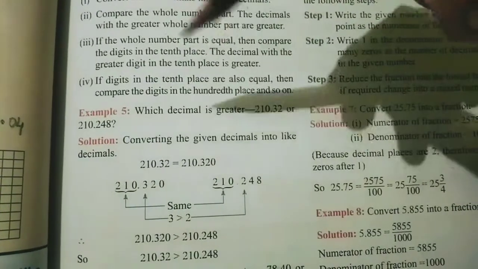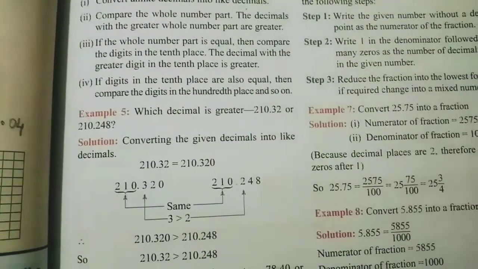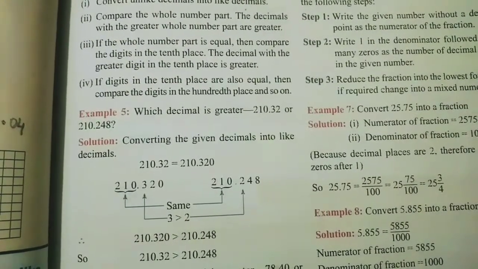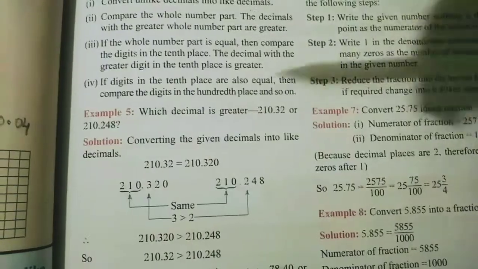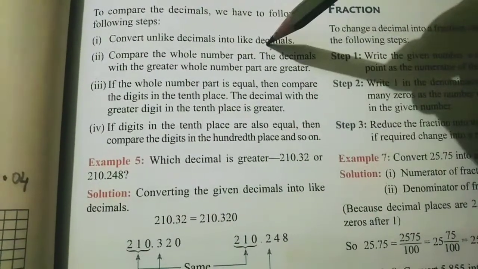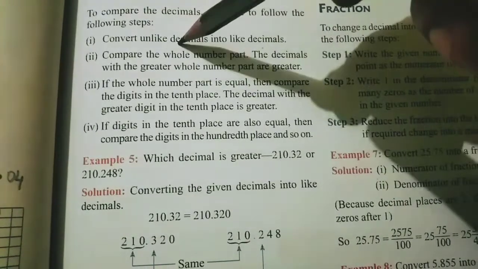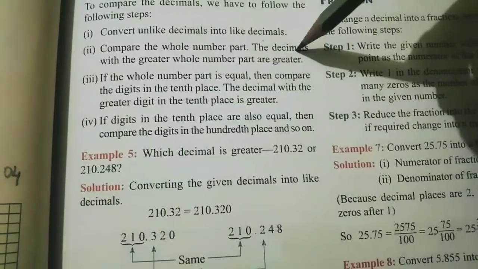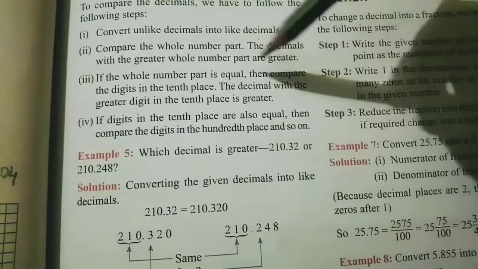So here what you have to do is make them like decimals. That's it, very easy. You have to convert all the unlike decimals into like decimals, then you have to compare. See here what steps are given. First step, convert unlike decimals into like decimals. Then compare the whole number part. The decimal with the greater whole number part is greater.